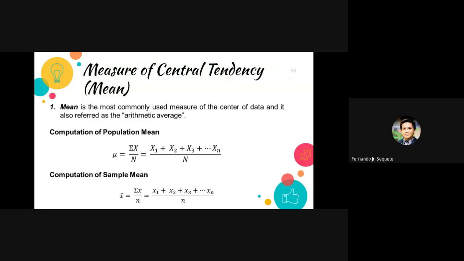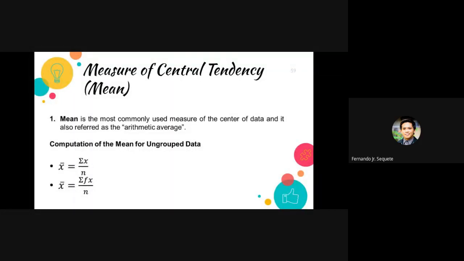I gave you the formula for the computation of the population mean, and the computation of the sample mean. You just have to take note of the formula, because it signifies that we have a specific formula for the population and, of course, for the sample. Okay, and then right after that, okay, sorry.